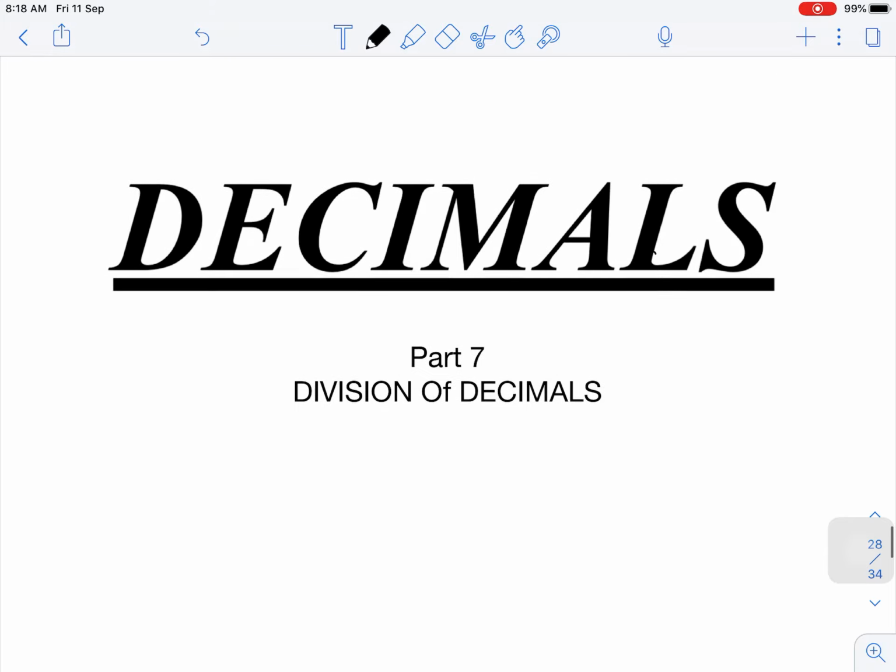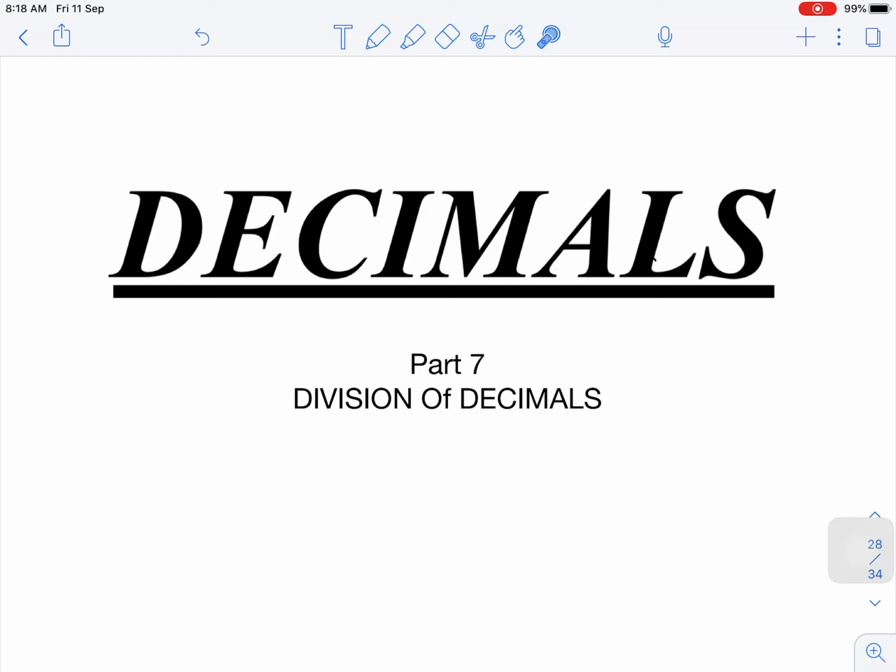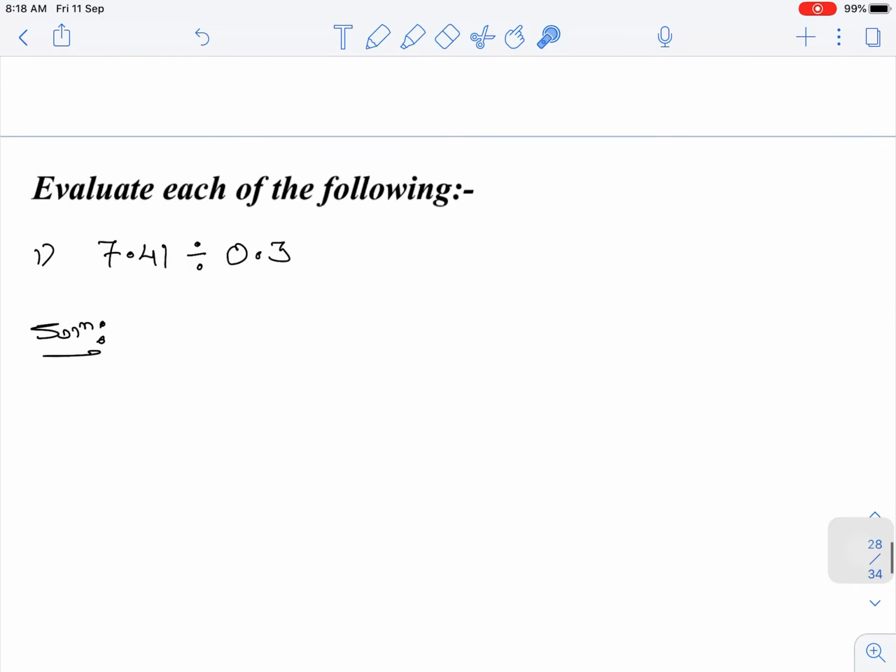So, hello students. Today we are going to learn part 7 of chapter number 3, that is decimals of class 7. In the previous period we started a topic that is division of decimals. Today we are going to learn some different types of decimal division. Let us start with the first example. In this example we are going to learn how to divide a decimal number by another decimal number.